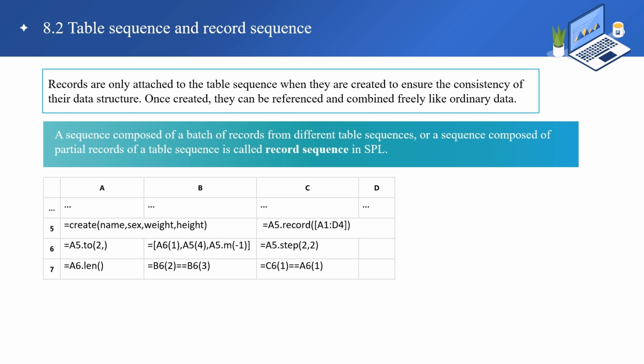Now we will manually create several record sequences. At present, we have only one table sequence at hand, and can only create record sequences composed of the records of this table sequence. Note B6 that the member of a record sequence can be referenced from another record sequence, not necessarily directly from the table sequence. Moreover, its members can be repeated, and B7 will calculate true. The members of the table sequences cannot be equal to each other because they are newly created every time, while different record sequences can of course be composed of the same record, and C7 also calculates true.